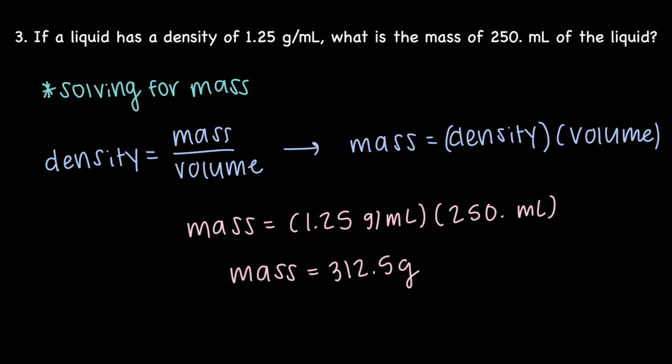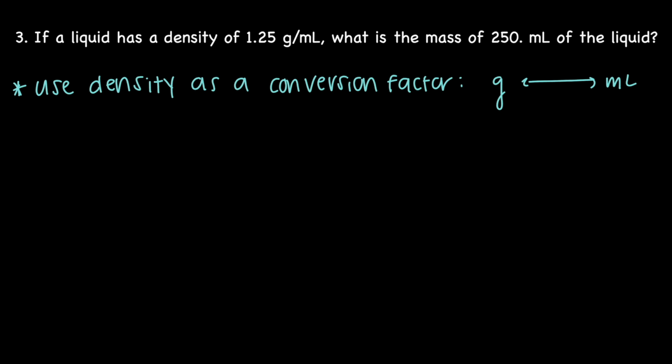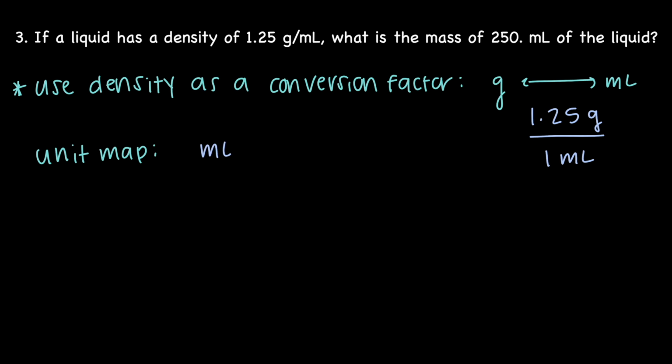The mass of the liquid is 313 grams with the correct number of significant figures. We can also use density as a conversion factor. The density value can be rewritten as 1.25 grams per 1 milliliter. Creating a unit map, we can start with milliliters and convert to grams using the density value.